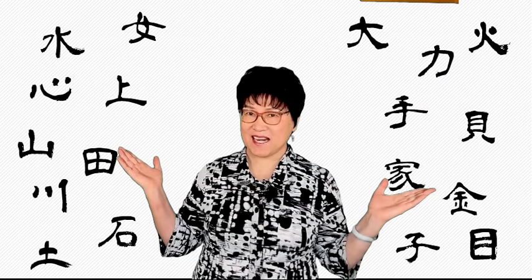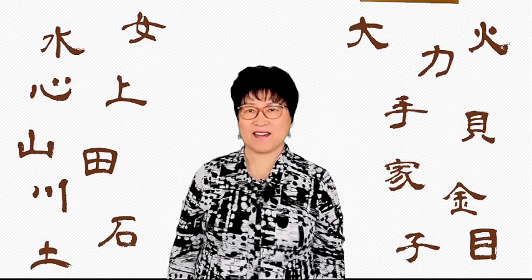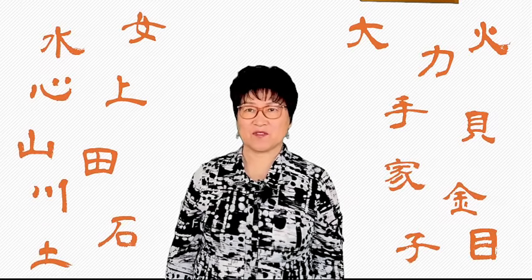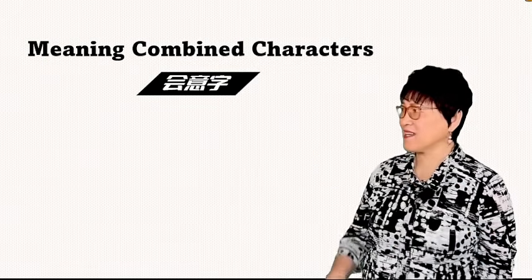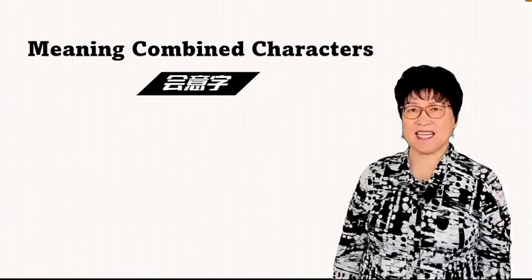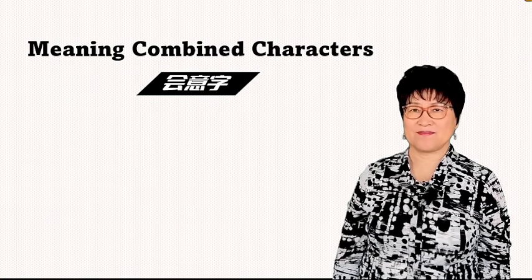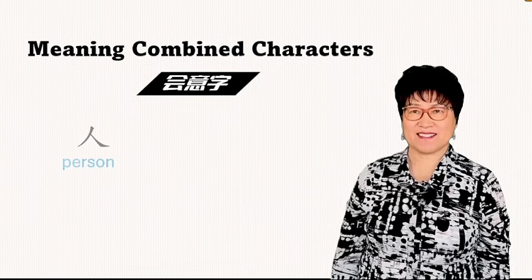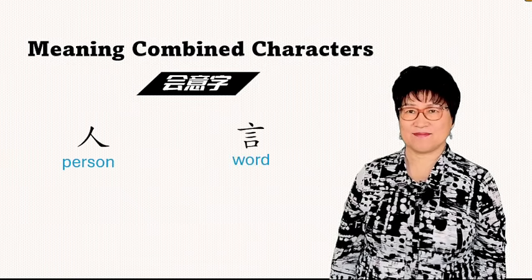Single component characters are not many, but they are original, very common, and serve as the roots for the next 2 types of compound characters. The second type is meaning combined characters, 会意字. Meaning combined characters are formed by combining 2 characters by meaning.